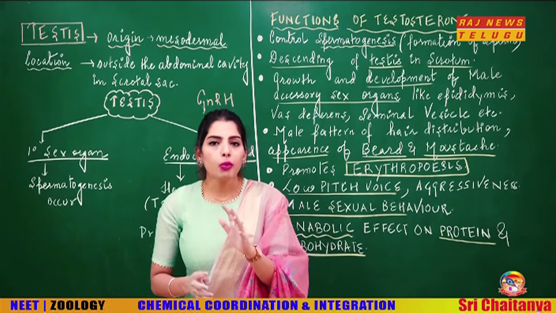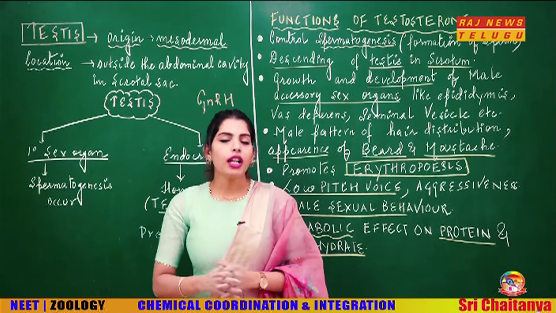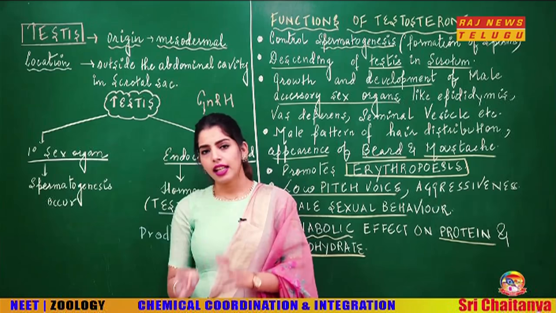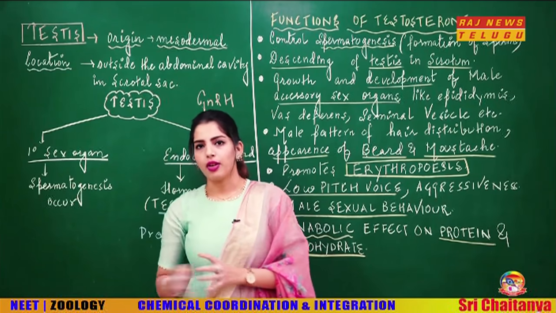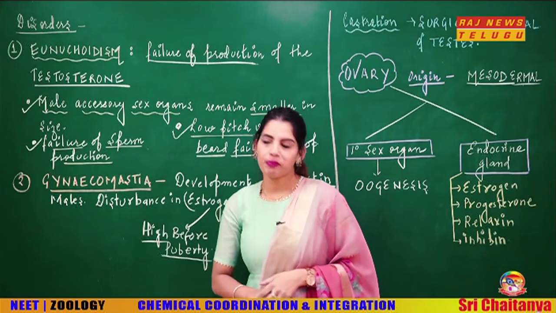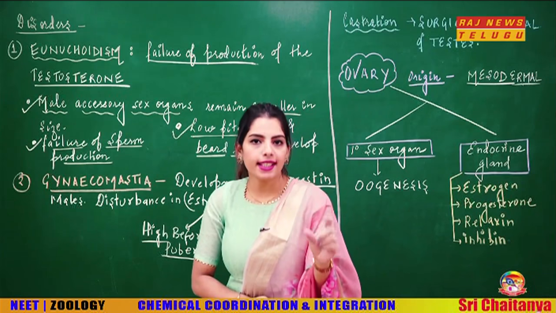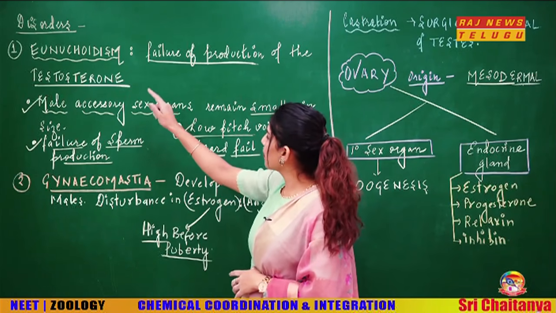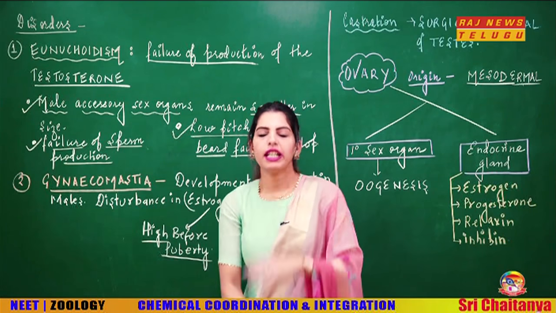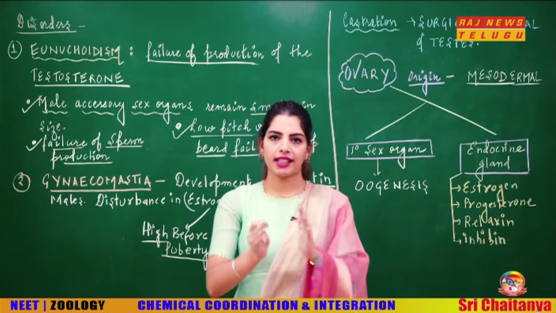So we are done with the different functions of the testosterone. Now we are going to discuss the different disorders related with testosterone. Let's start with the disorders of the testes. So the first disorder is called eunuchroidism. Eunuchroidism is because of the failure of production of testosterone. It is specifically because of the failure of production of testosterone.